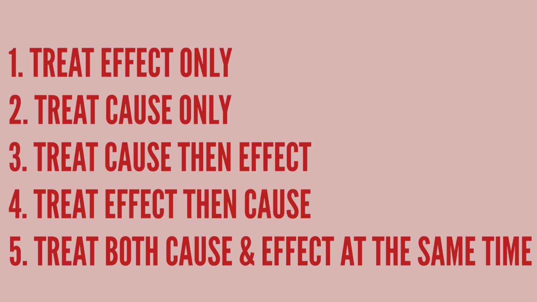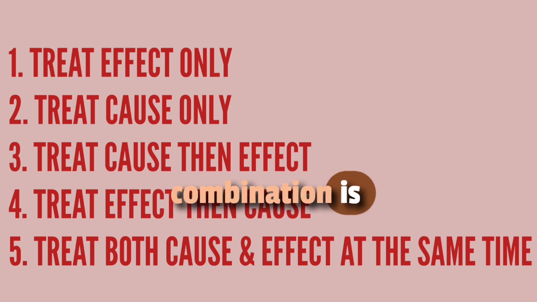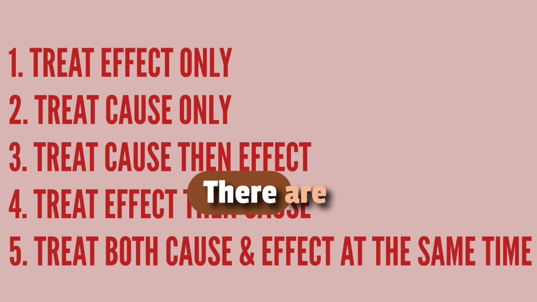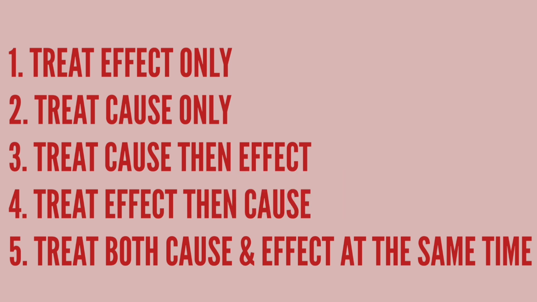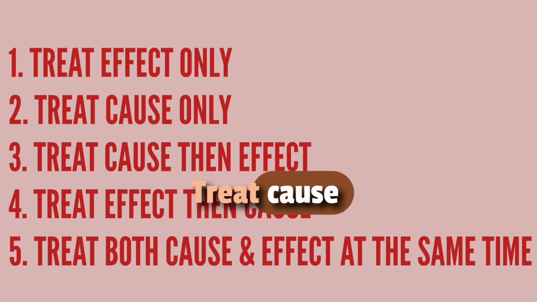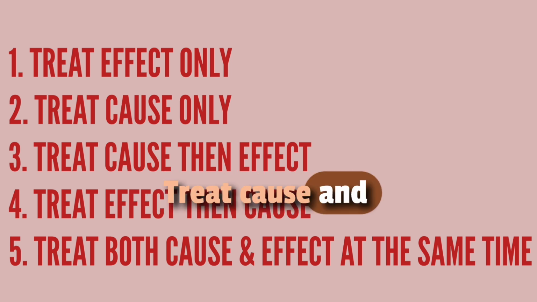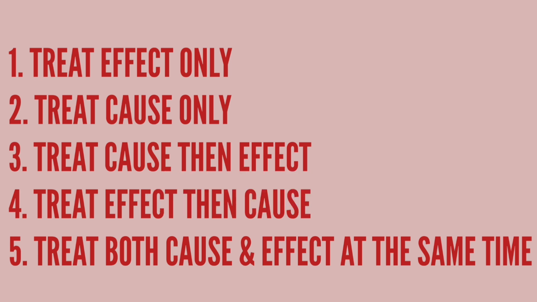The question in forming a point combination is when to treat the cause and when to treat the effect. There are various possibilities. Number 1, treat effect only. Number 2, treat cause only. Number 3, treat cause then effect. Number 4, treat effect then cause. And number 5, treat cause and effect simultaneously.